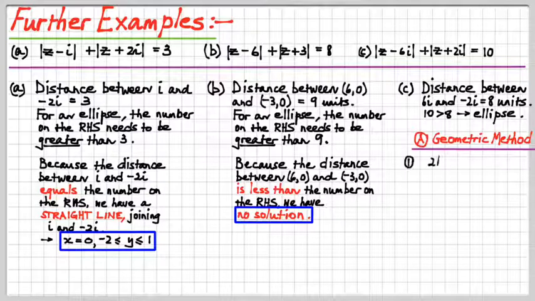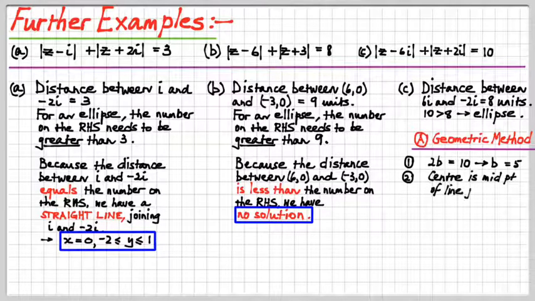The first thing I can say is that in this case 2b equals 10, because the axis on which the foci reside is the vertical axis. So therefore b is 5, not a, but b. b is 5, the vertical semi-axis in this case. Now the centre point is going to be the midpoint of the line joining the foci, which is 6i and minus 2i. If you add them up and divide by 2, 6 minus 2 is 4, half of 4 is 2, it's going to be 2i, or 0 and 2 on the y-axis.